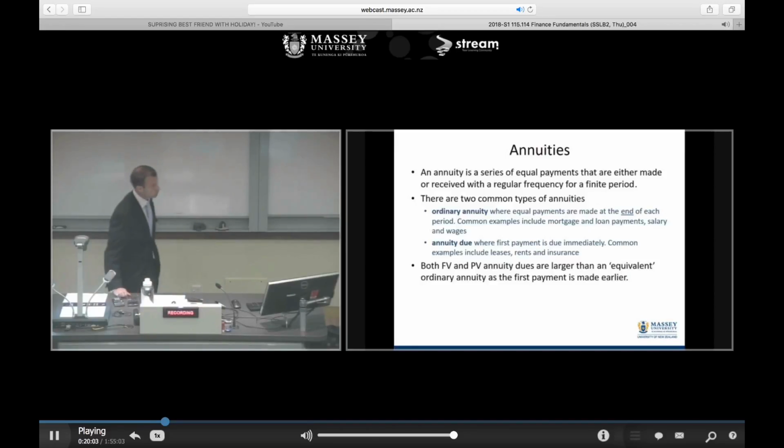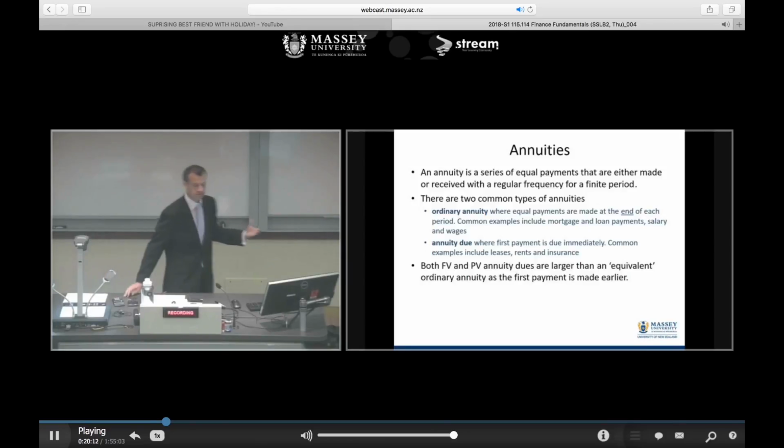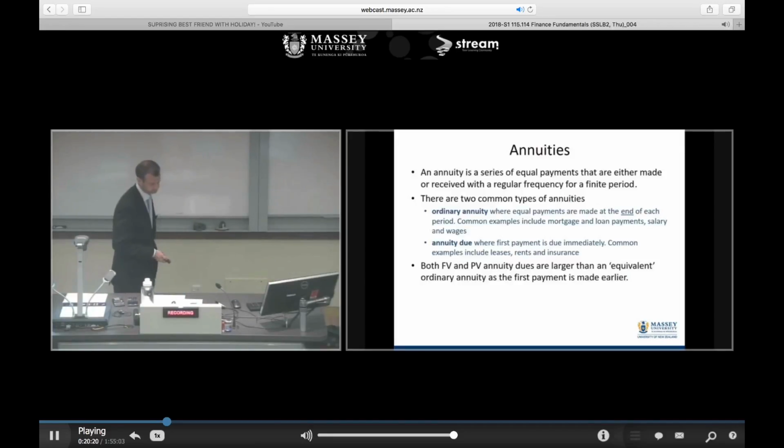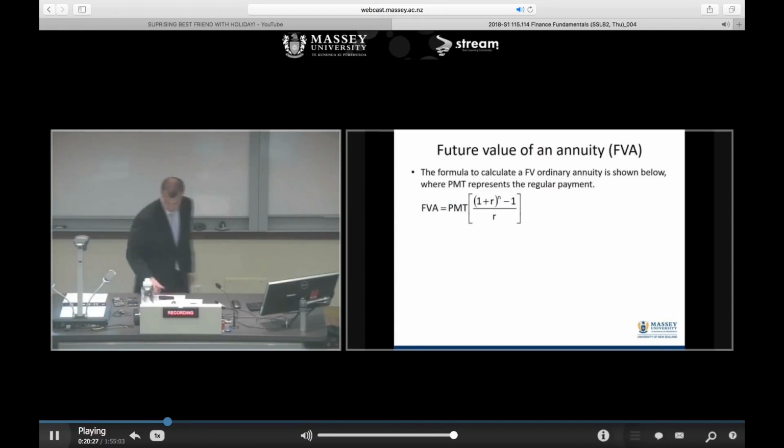We'll come back to this point, but it's just a point to note that both future value and present value annuities due are larger than their equivalent ordinary annuity. And the reason for that is the first payment is made earlier. But we'll have a look at that more closely. So, let's start looking at some of these fancy formulas. Fancy because there's a whole lot more going on in them than what we had last week.